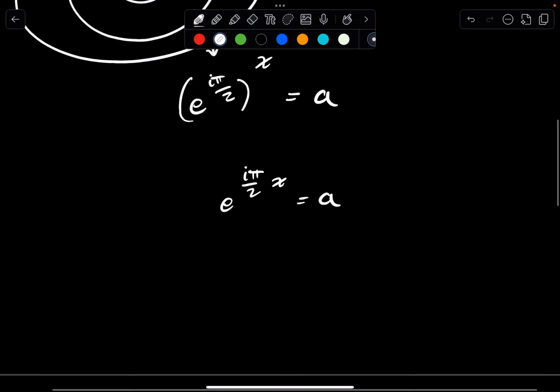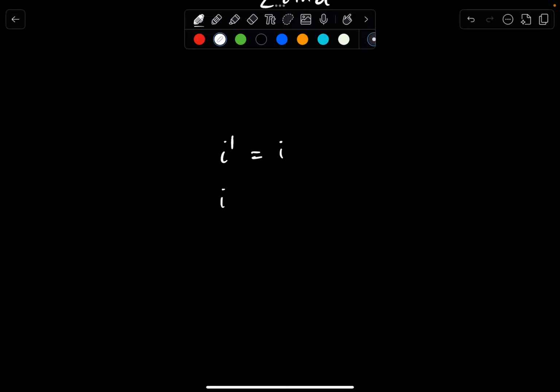But are we done here? I don't think so. Let's take a look. What is i to the power of 1? That's just i. i squared is -1. i cubed is just i times i squared, which is -i.